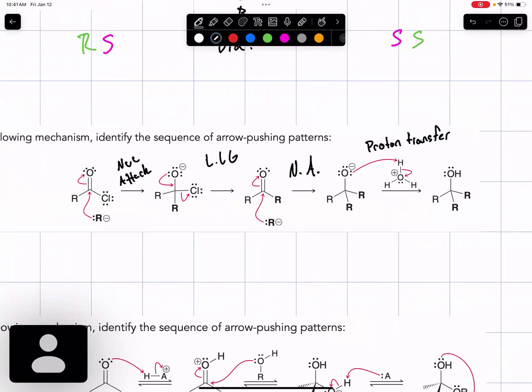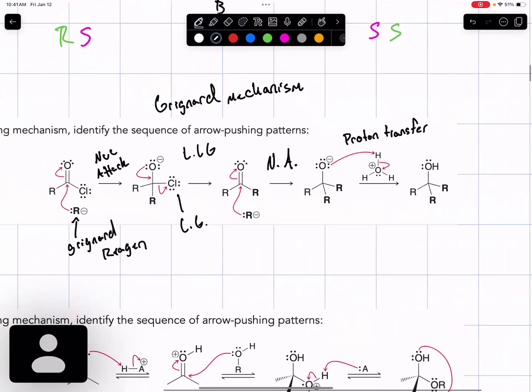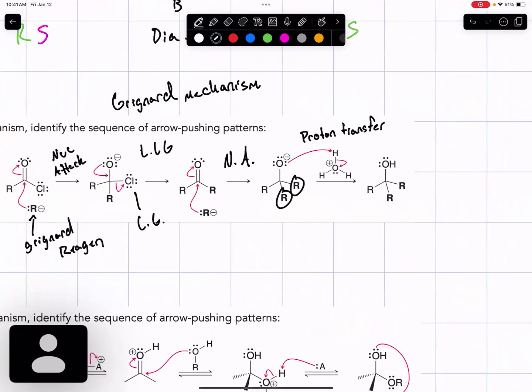You'll learn this in chapter 12. So this is the Grignard mechanism, where this is our Grignard reagent. This chlorine is obviously our leaving group. And so we're adding 2 Grignards. And this is usually followed up as a second step as water.